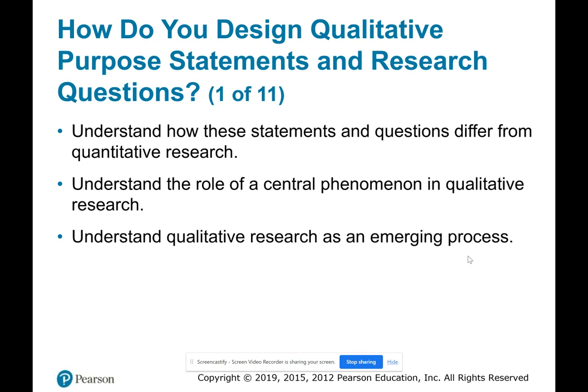Number five, quantitative research measures differences among groups. Qualitative research doesn't compare groups but seeks to get a deeper understanding of the views of one group or single individuals.